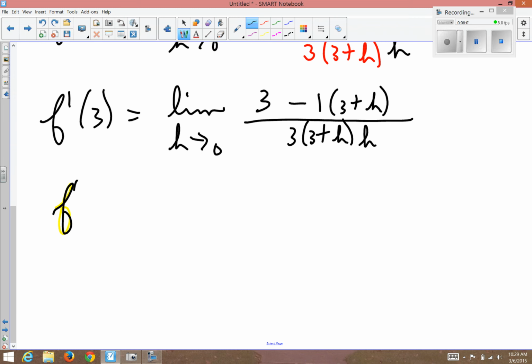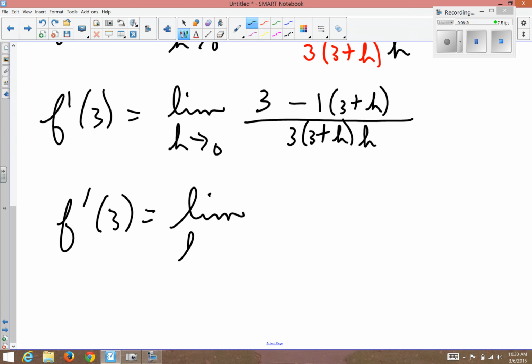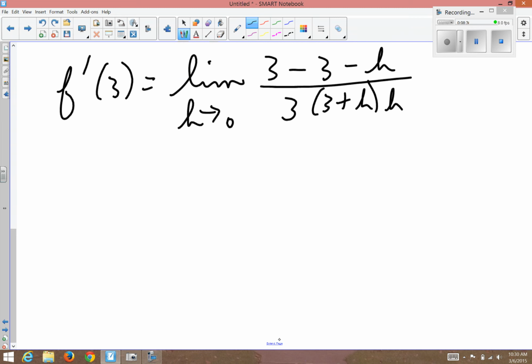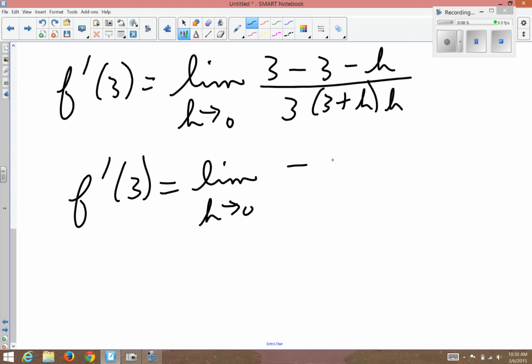The derivative of the function when x equals 3 equals the limit as h approaches 0 of 3 minus h all over 3 times 3 plus h times h. 3 minus 3 is 0. So the derivative of the function when x is 3 equals the limit as h approaches 0 of negative h, we could say negative 1h, over 3 times 3 plus h times h.